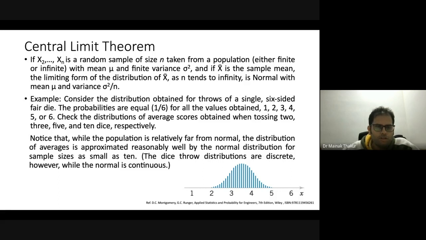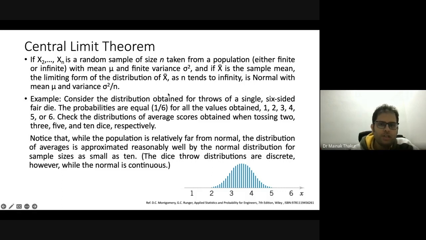It can be proved also. It's easy; in any probability book you can find the proof. The normal distribution will have mean mu and variance sigma square by n. These phenomena can be explained using the following example. Let's see the example to understand clearly what is happening here.